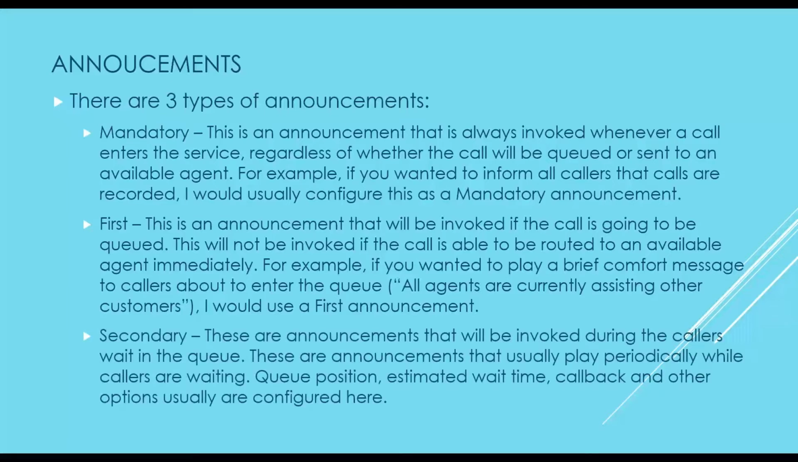And then finally, our last announcement type is what we call secondary announcements. Now, secondary announcements, you can have more than one. And these are ones that play while the caller is waiting in the queue. Generally, you'll have one or more than one, and these will repeat on a timer while the caller is waiting in the queue. This would be where we would offer things like a callback option, estimated wait time, queue position.